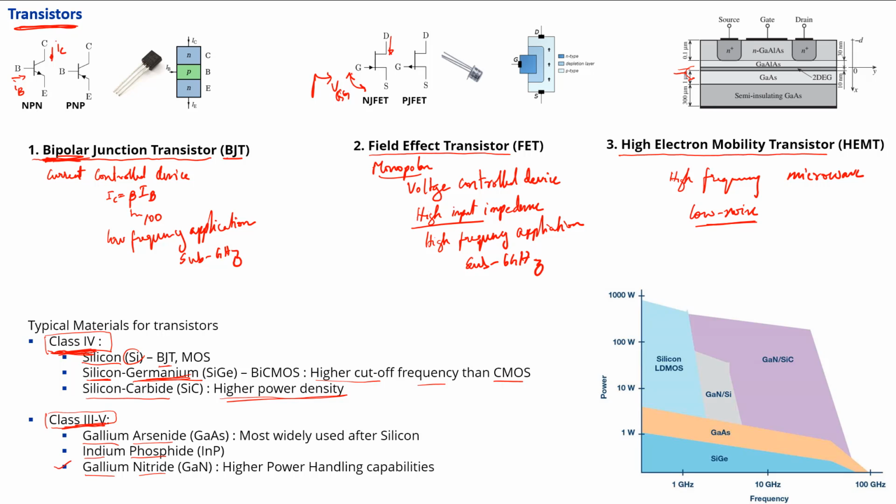For example, gallium nitride has very high power handling capabilities. The power handling density is pretty high. That means the form factor of the transistor can be very small, yet it can handle very high power.